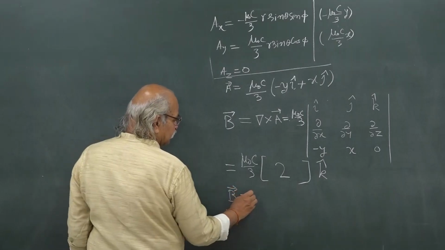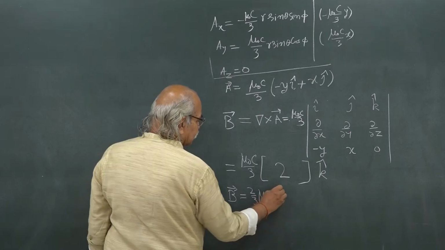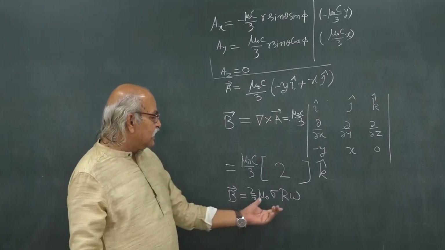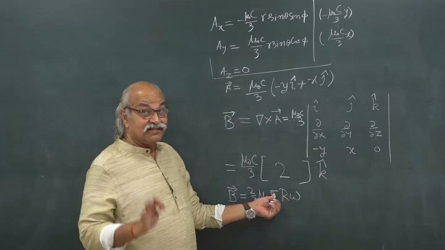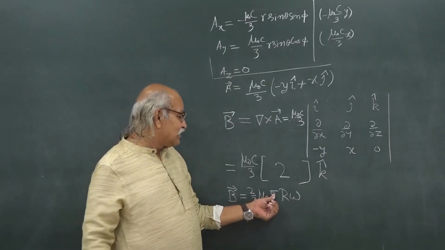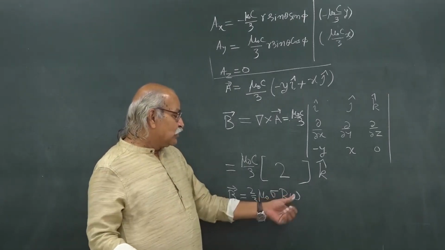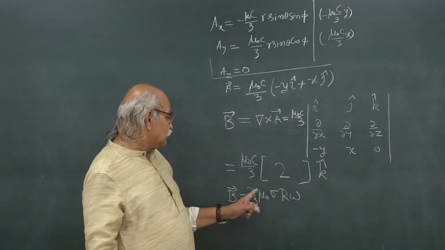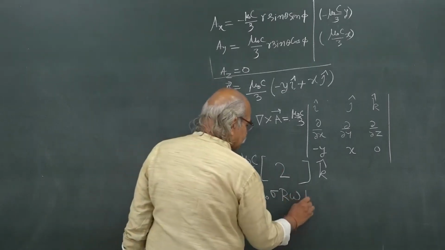B, we got B is 2 by 3 mu naught, and what is C? C was sigma R omega. For this constant we had written C. Sigma is the real surface charge density, not virtual, real surface charge density on the given sphere, and R is the radius, capital R, omega is the angular velocity with which it was rotating. So, this is C. So, 2 by 3 mu naught C, and that is k cap.